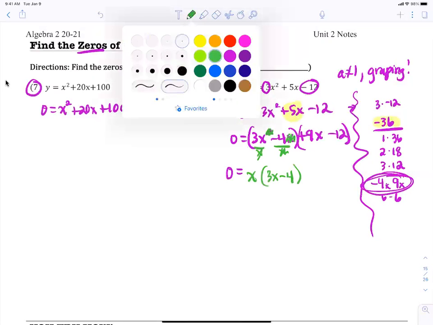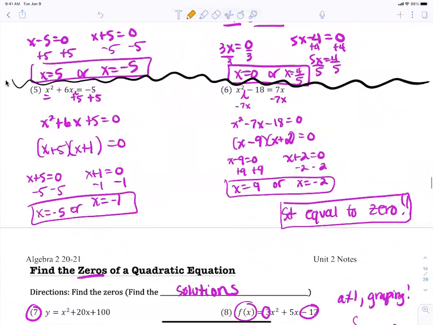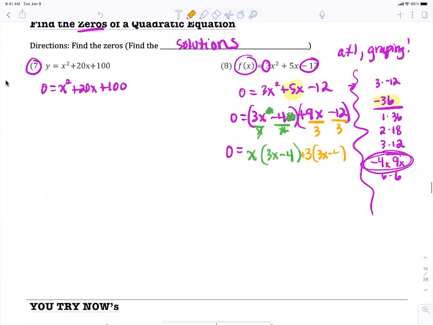And now I'm going to do the exact same thing with the second set. Here I'm going to look for what's the largest number that goes into both 9 and 12. Well, the answer for that is going to be 3. And leftovers are going to go back inside. 9 divided by 3 ends up being 3, bring the x down. -12 divided by 3 ends up being -4.